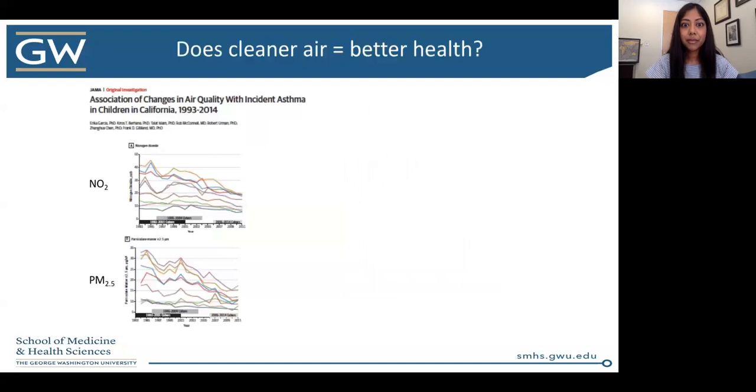So the question is, does cleaner air mean better health? This is a longitudinal study published in JAMA of over 4,100 children in Southern California who were followed from 1993 to 2014. The two graphics on the left show the relative decrease in nitrogen dioxide concentration on the top and PM2.5 on the bottom over this period, and you can see the relative slope downwards, essentially because of stricter regulations, there was cleaner air. The different colors just represent the different communities that were studied.